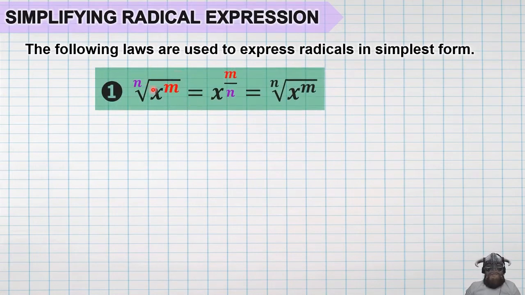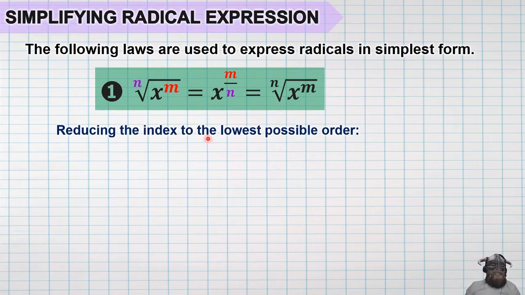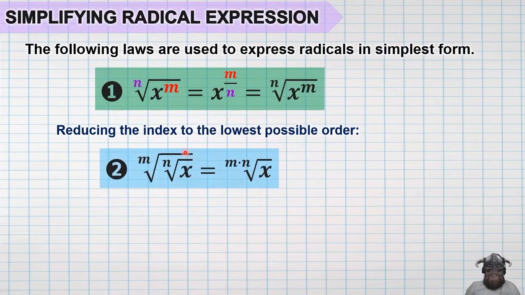Yan, yung idea natin before ng transforming radical expression into an expression with rational exponent. So, gagamitin natin mamaya itong form na to wherein i-reduce natin sa lowest term yung rational exponent at ibabalik natin siya ulit sa isang radical expression, but in simplest form. Next, we'll be reducing the index to the lowest possible order. So, mamaya makakita tayo ng radical expression na katulad nito, nested radical expression, wherein just to simplify this kind of radical expression, we just need to multiply the indexes.